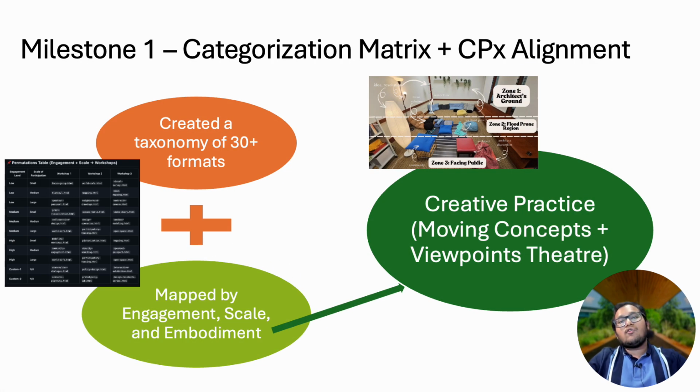Our first milestone involved mapping nearly 30 workshop formats based on engagement, group size, and later embodiment, a third axis we later added after early testing. We incorporated this third axis not in our website, but instead through our embodiment workshops and theater practice workshops in our creative practice.